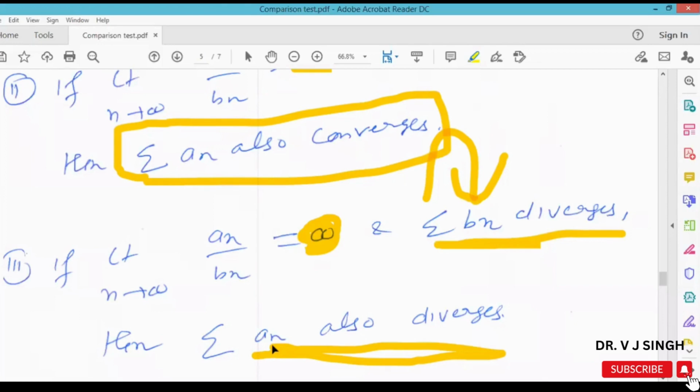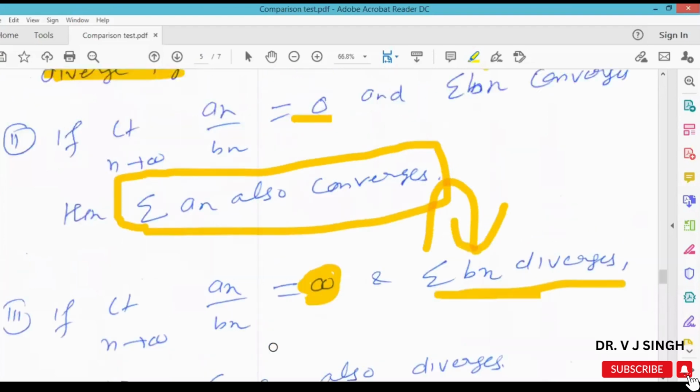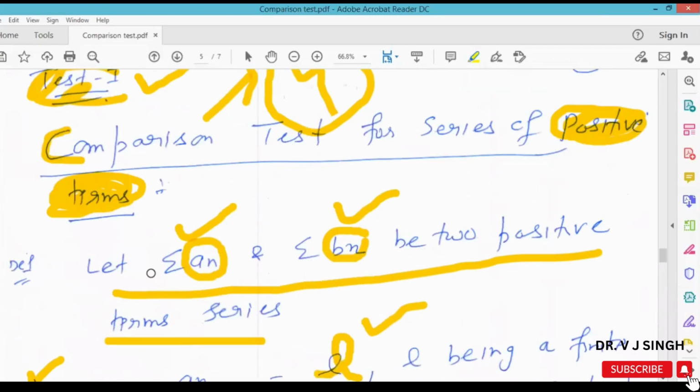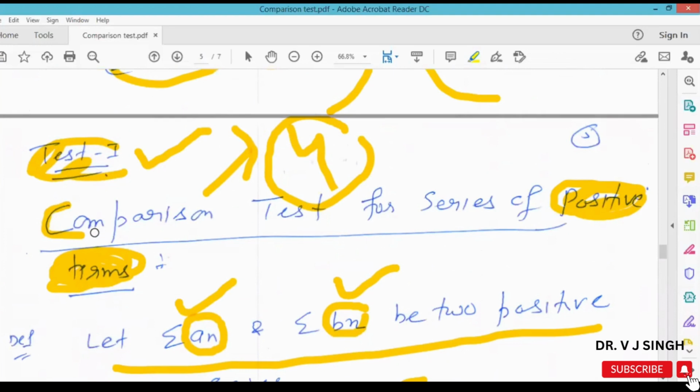Third, if the answer is infinity, then check only for bn. If bn diverges, then an also diverges. So there are three cases, and this whole thing is the comparison test. The definition and the whole test are very important.